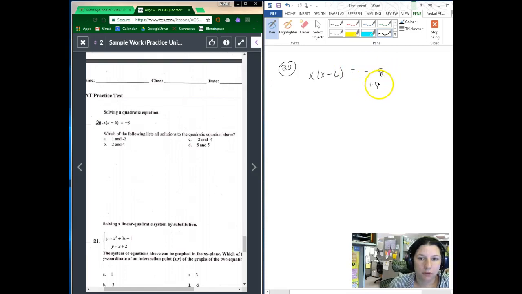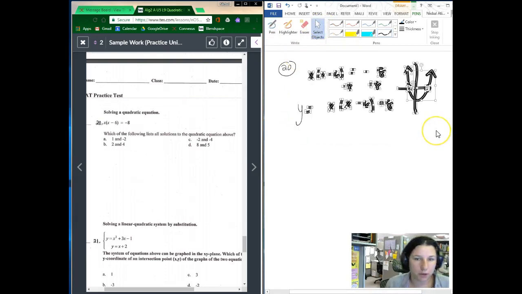I want this to be equal to 0, so add 8 to both sides. So you'd say y equals x times x minus 6 plus 8. You could stick that in your graphing calculator, go ahead and plot the graph, and then your solutions would be the x-intercepts. I'm going to show you how to do it by hand.